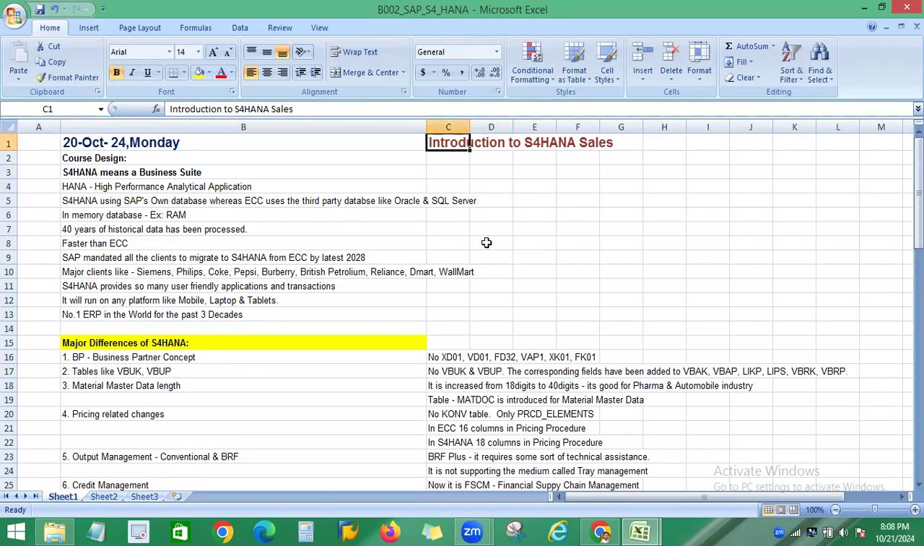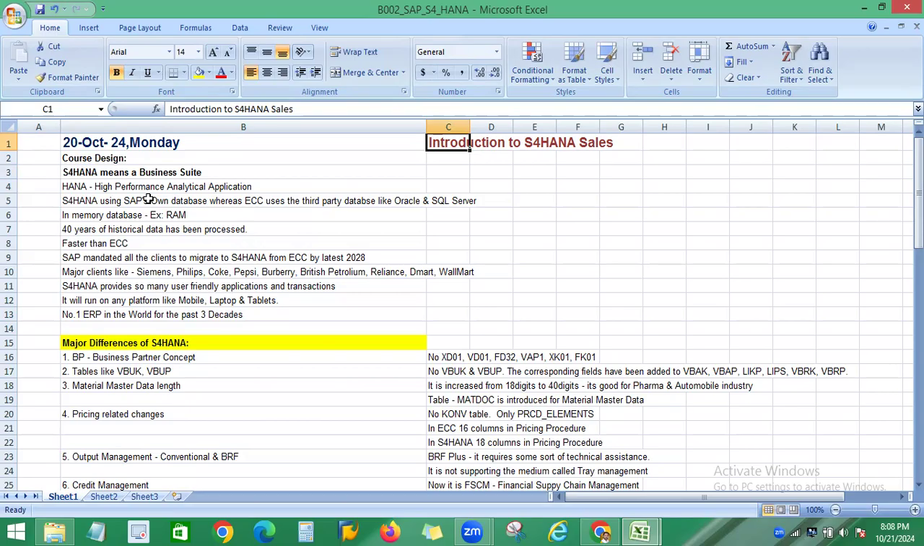So on SAP ECC, there is a dependency on another database, like Oracle or SQL Server. To store the data, there is a dependency on another server. However, SAP S4 HANA has its own database. There is no dependency on any other database to store the data.